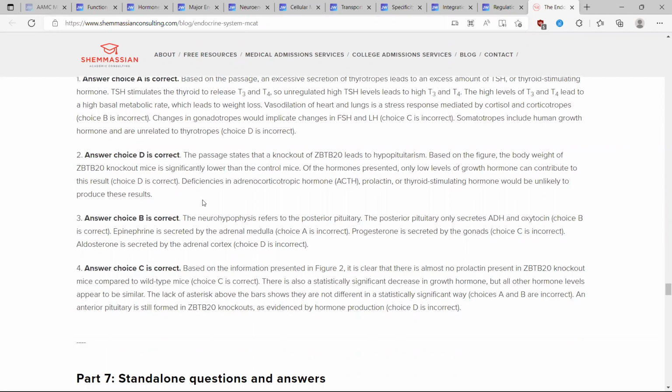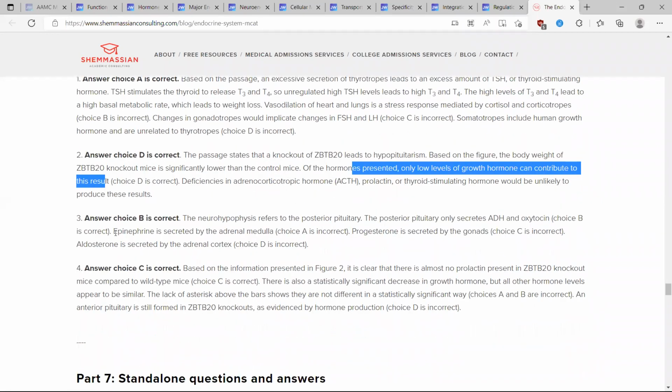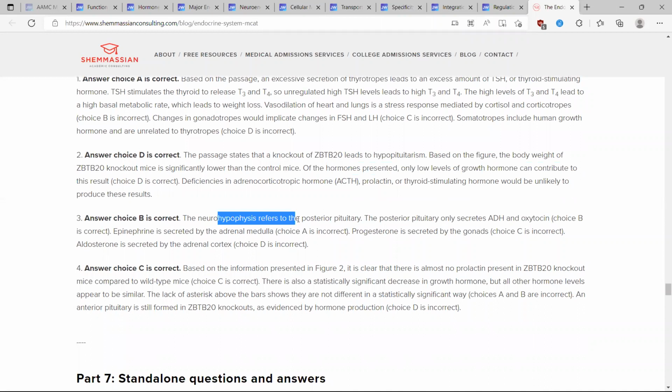So that's how we got to the weight loss, right? The second one, based on the figure, the body weight of the knockout mice is significantly lower. Of the hormones presented, only low levels of growth hormone can contribute to this result. B, Neur's hypothesis refers to the posterior pituitary, which only secretes ADH and oxytocin. Epinephrine is secreted by the medulla. Progesterone is secreted by the gonads. Aldosterone is secreted by the adrenal cortex.